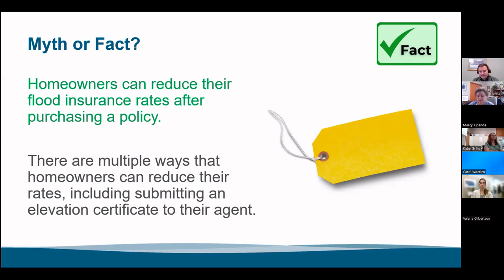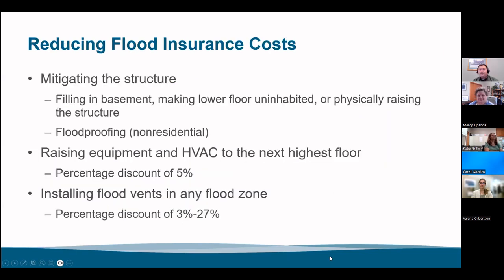Also, and I'll go to the next slide here so you can see, mitigating the structure. So filling in your basement or making the lower floor uninhabited or physically raising the structure. Obviously, those are taking actions to reduce your risk. And so you will see improved flood insurance costs. For non-residential properties, if you can flood-proof the structure and provide your flood-proofing certificate to your insurance lender, then you can also get a discount.